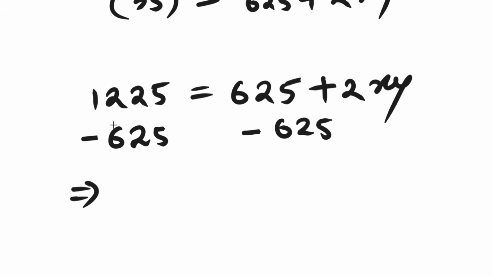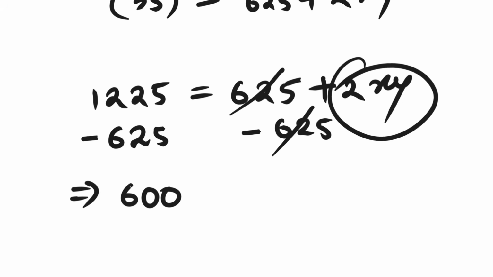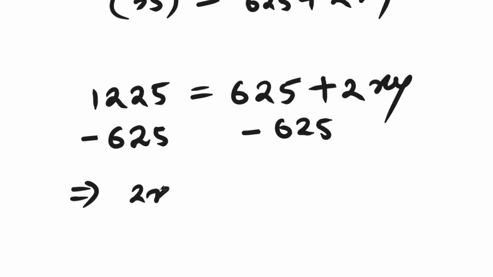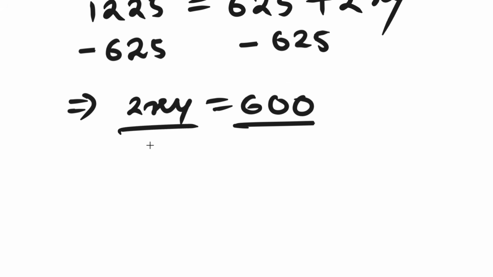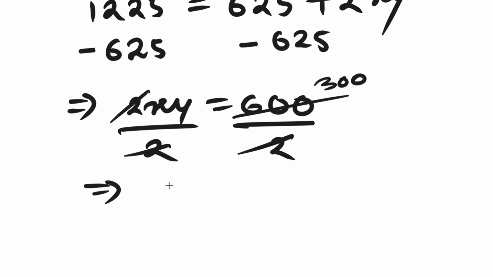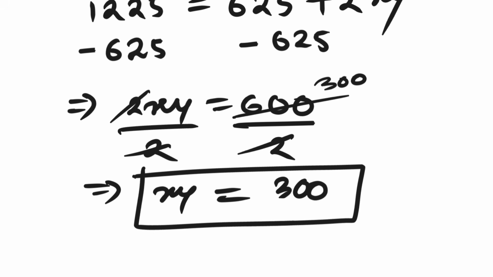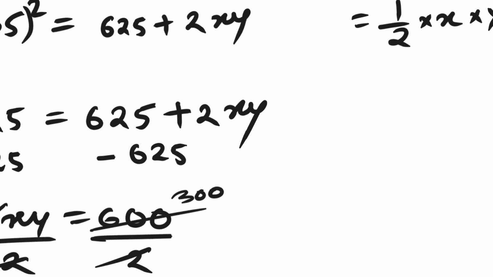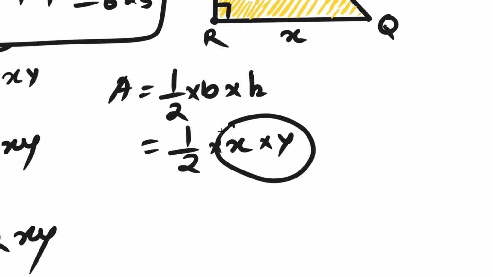On the left, 1,225 minus 625 equals 600. On the right, the 625 cancels, leaving 2 multiplied by xy. Therefore, we have 2xy equals 600. Now we want xy by itself, so divide both sides by 2. 600 divided by 2 is 300. Therefore, xy equals 300. And notice how useful that is. We never had to calculate x and y individually. We went directly to the exact product that the area formula requires.